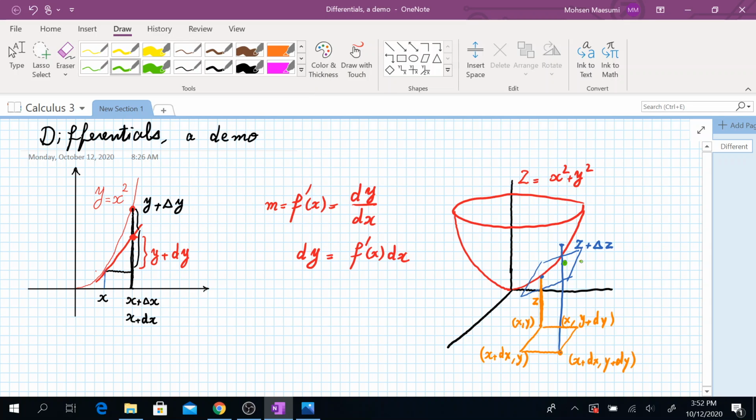This is going to be the location z plus dz. We said last time that the differential dz is partial of z with respect to x times dx plus partial of z with respect to y times dy. What we want to show in this demo is where this formula itself comes from, and how this tangent plane plays with respect to our surface. So let's see if this demo helps us see what's going on in this situation.